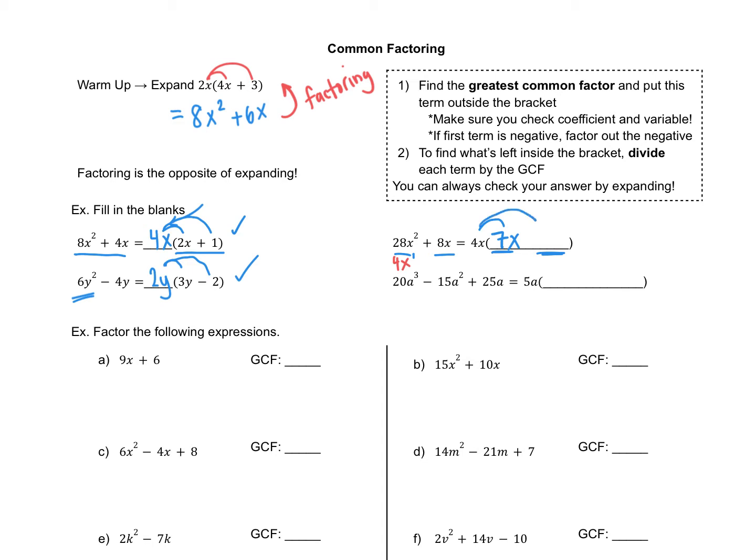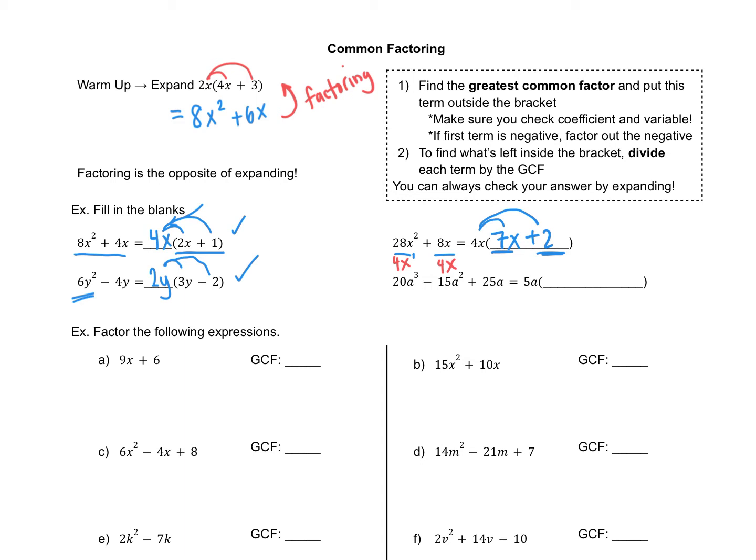For the next one, 4x times something should give me 8x. Now for this one, it might be a little easier. You might know 4 times 2 is 8. So you can just put plus 2, and then we don't have to worry about the x because the x's match. Or you can continue with that division idea and see 8 divided by 4 is 2. X divided by x, well, they just cancel each other out because anything divided by itself is just 1. So the x kind of just disappears here.